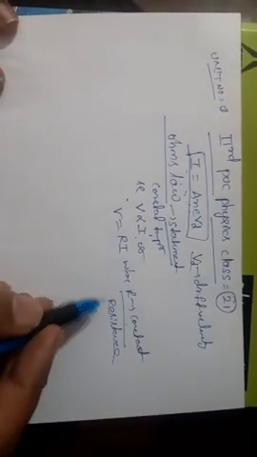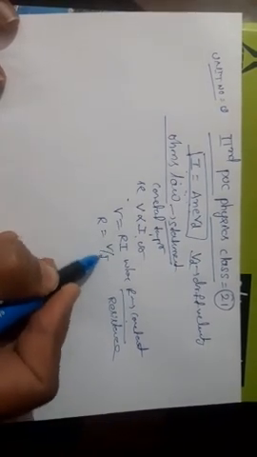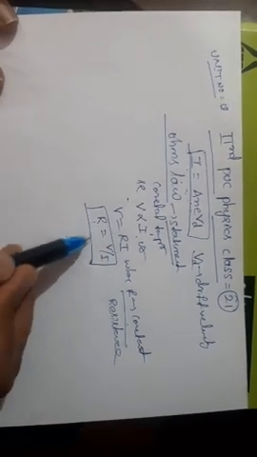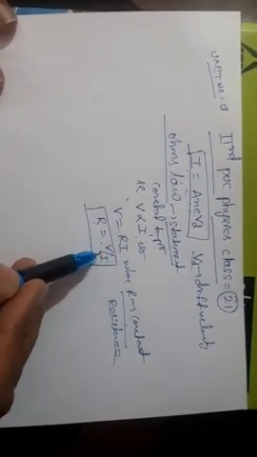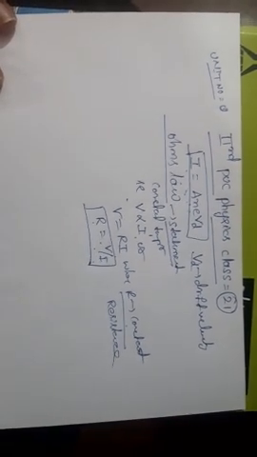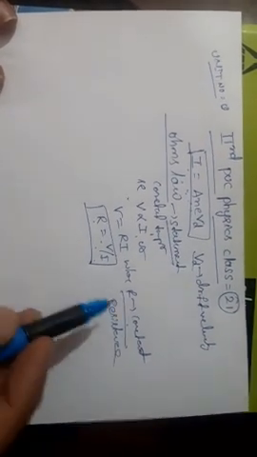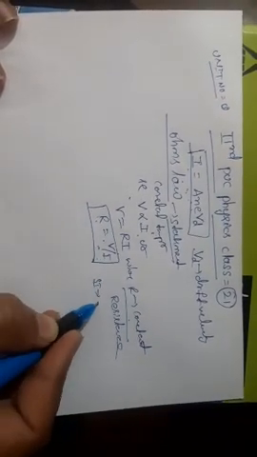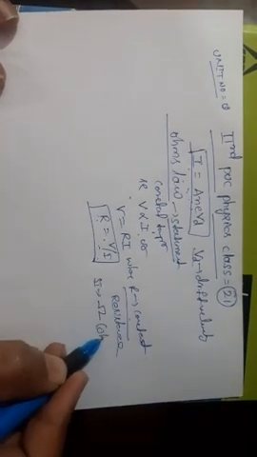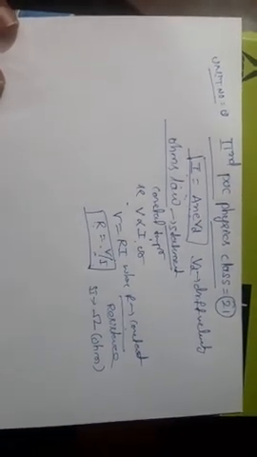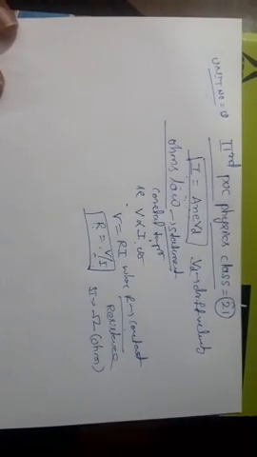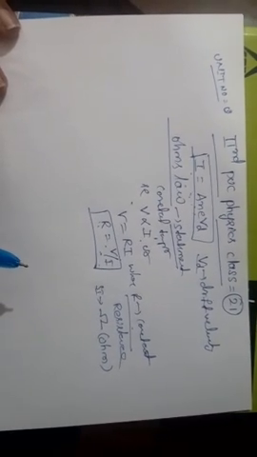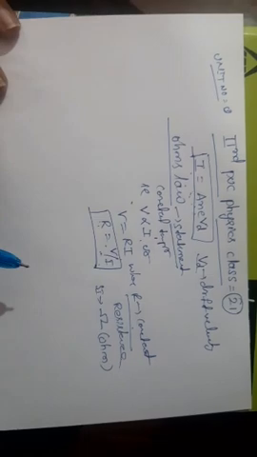Resistance is defined as the ratio of potential difference to unit current. The SI unit of resistance is ohm, and the symbol of the ohm is omega. This is the statement and explanation of Ohm's law.